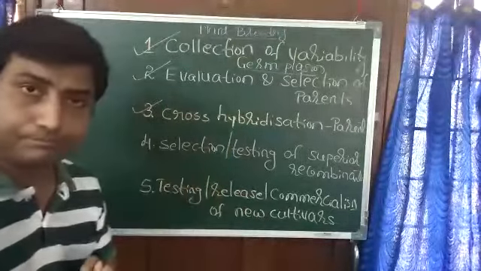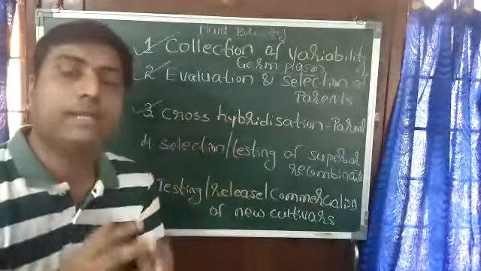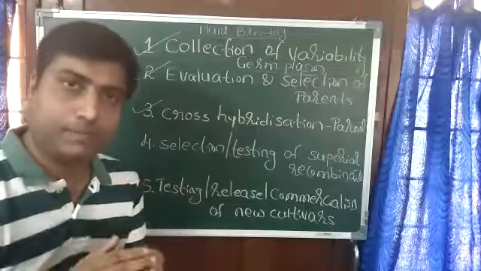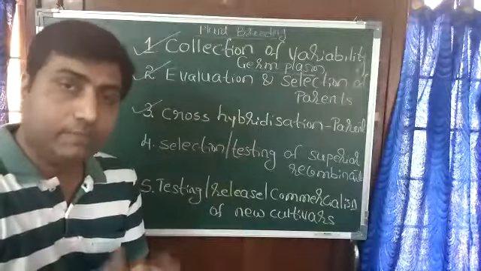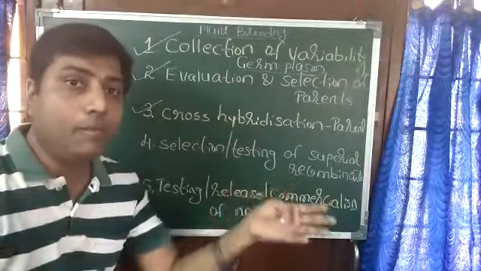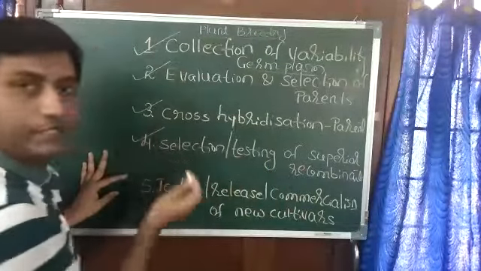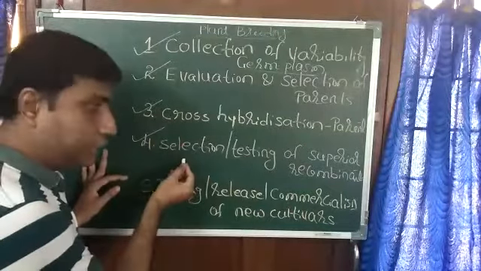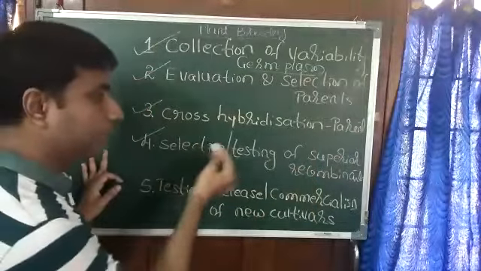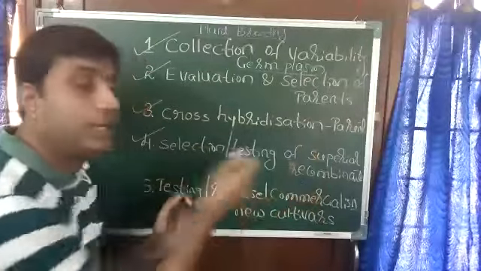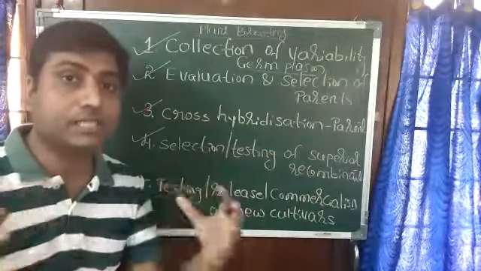That is the third step. Once we go for cross hybridization, we will get their offspring. They produce fruit and seed, and in its progeny we get a combination of the good characters of 2 parents. Now the fourth point. What is that fourth point? Selection and testing of superior recombinant. Recombinant is what we got now by crossing 2 parents. It's a remix, it's a recombinant.